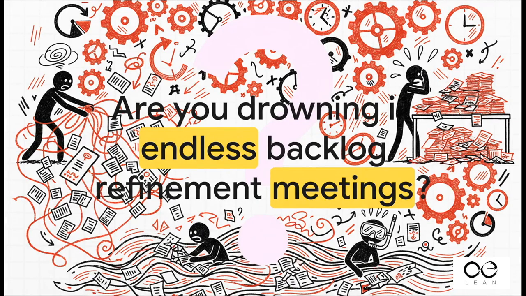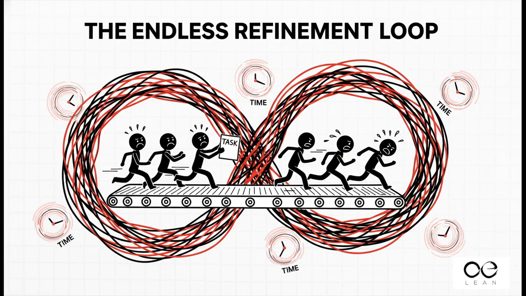Does this look familiar? I mean, that sinking feeling when you're in another refinement meeting, going over the same user story for the third time? You're trying to move, but you're just stuck in a web of questions and confusion. It's a total stall. Yeah, this is what we call the endless refinement loop. It is an absolute productivity killer. It's like you're on a hamster wheel, where tasks get debated and rephrased, but they never actually get ready. And that doesn't just waste time, it completely drains your team's energy.